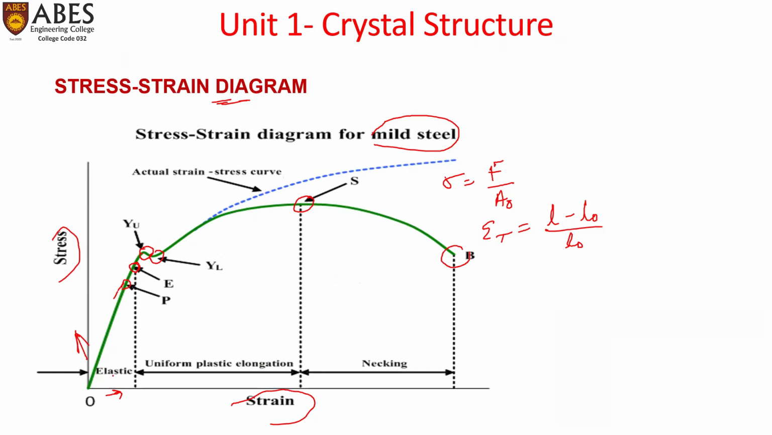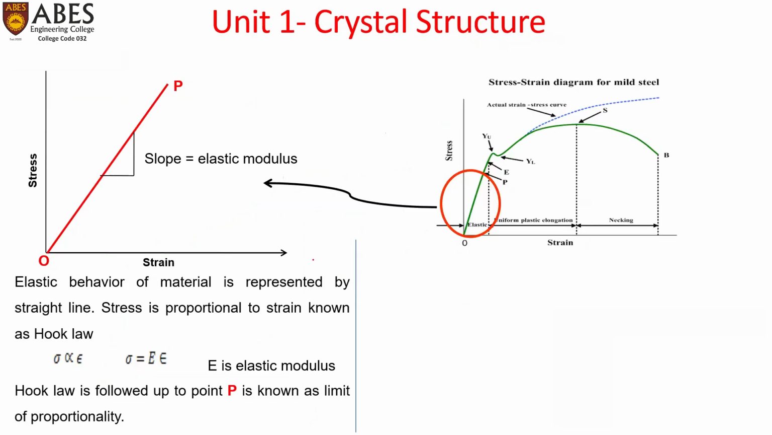So this is the elastic limit, the elastic portion. This is the uniform plastic elongation region, and this is the necking region. This is the typical stress strain curve. Let's assess one by one. So what we saw in the last slide is a stress strain curve.